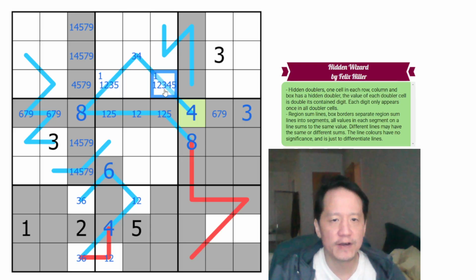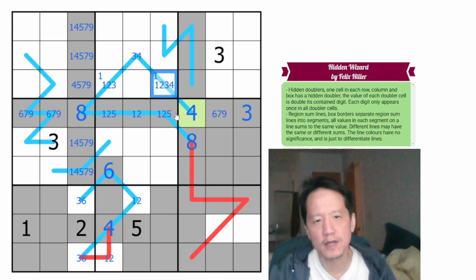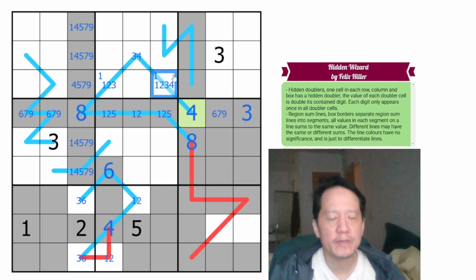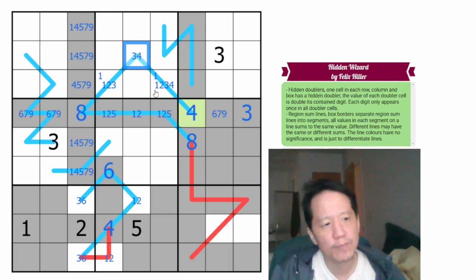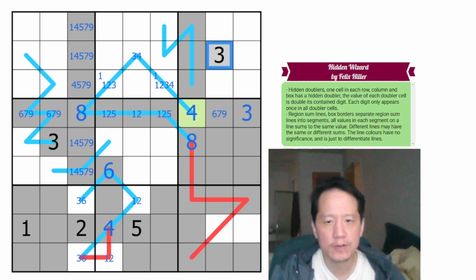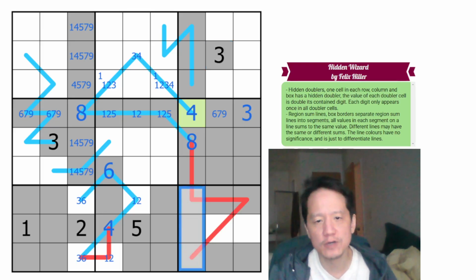Can this ever be 5 anymore? No, because it requires 1 and 2 to be with it. So therefore, this has to be... and in fact, I guess it still could be 1 and 3 here, and then that would be 4. Or 1 and 4 here, and this would be 3. That's possible. Mm, 3 already has a doubler here. So therefore, this can't be a doubler. And this can't be a doubler. So 3 has to be one of these 3 cells.